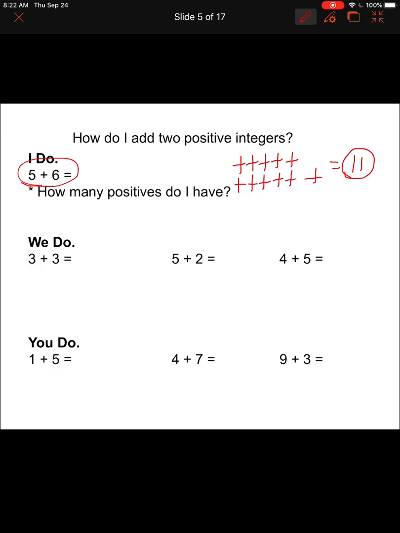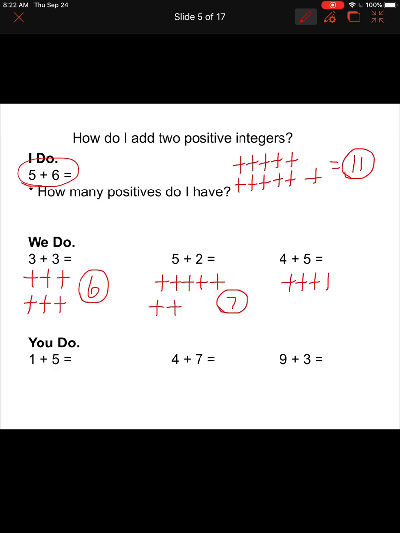Okay? 3 plus 3. I have 3 positives. I'm adding 3 more positives. So 3 plus 3 we know is 6. 5 plus 2. I am adding 5 positives, adding 2 more positives, so I end up with 7 positives. 4 plus 5. I have 4 positives. I have 5 more positives being added, so I have a total of 9 positives.